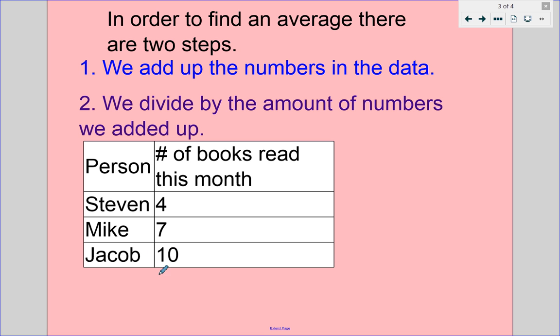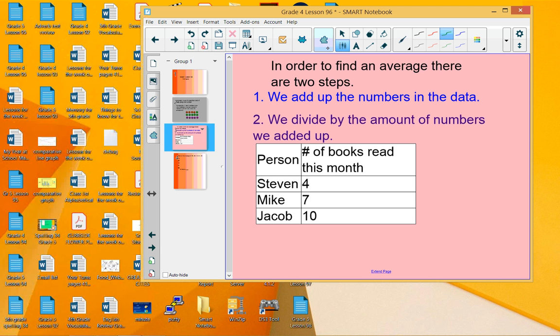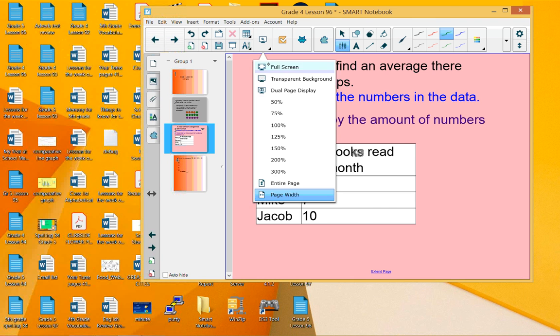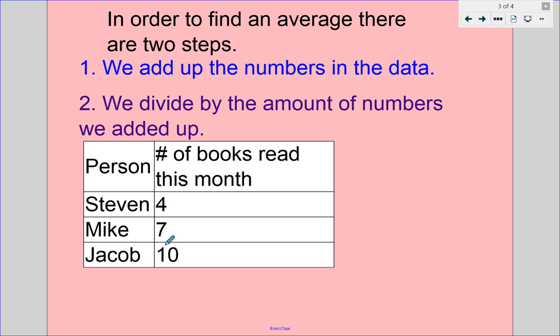So first I add them up. Add them up, 4 and 7. Okay, let's try this again, see if it'll work. 4 and 7 is 11, and then 10 more. So I add 4, 7, and 10, and I get 21.